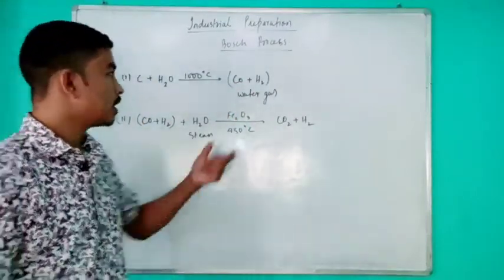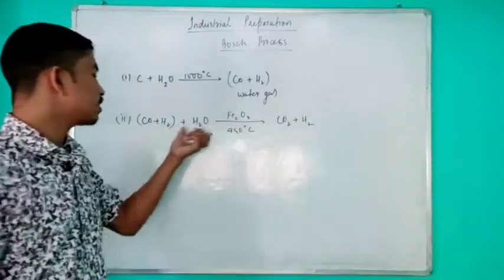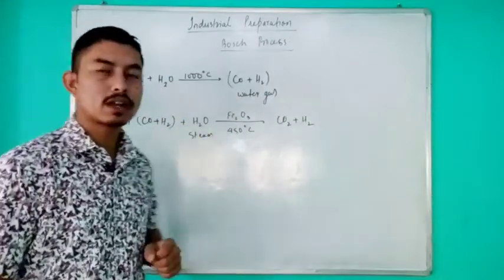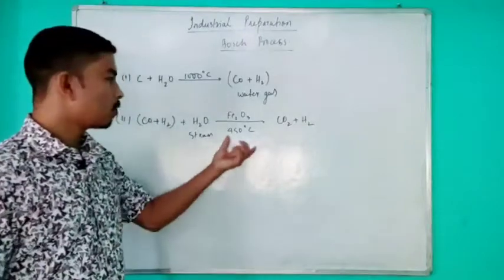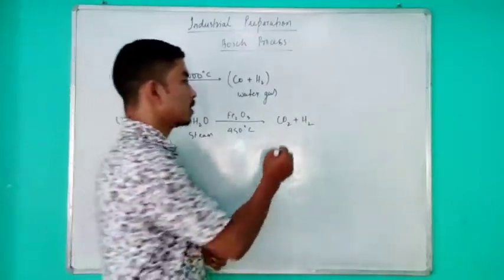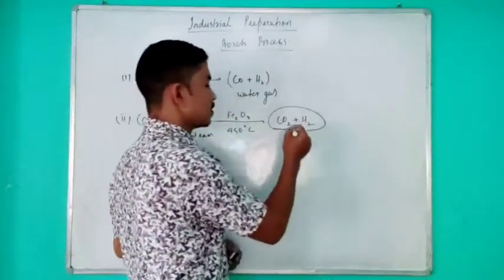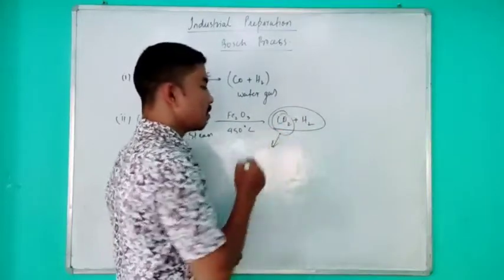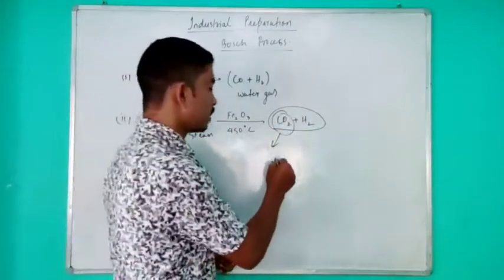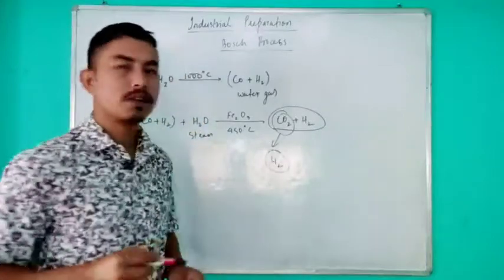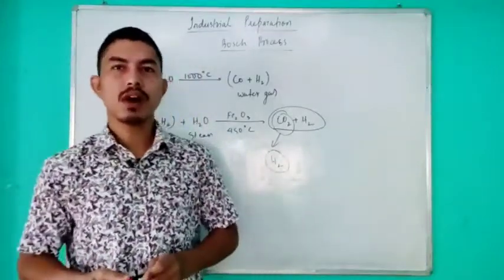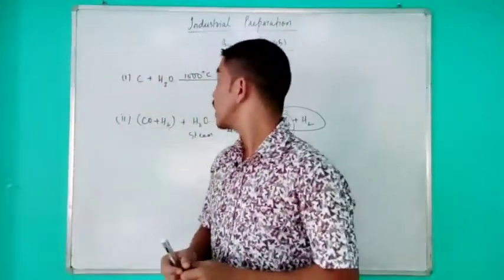In the next step, this water gas is further treated with steam in the presence of the catalyst ferric oxide at 450 degrees centigrade to produce carbon dioxide and hydrogen gas. This carbon dioxide can be removed by a special method, and then hydrogen is obtained in a very large quantity. So this is how hydrogen is prepared on a large scale.